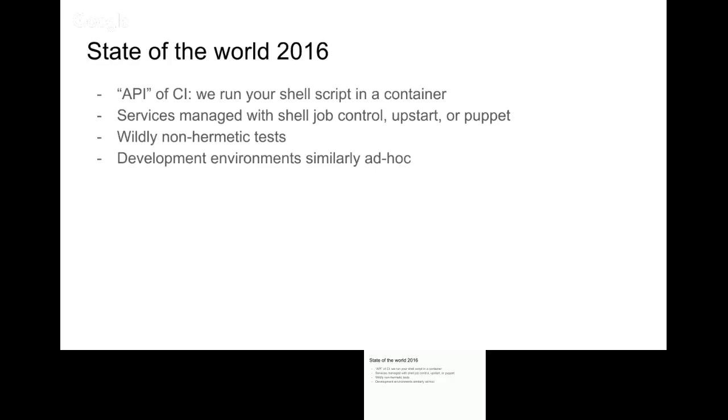Back in those days, if you were a Dropbox engineer and you wanted to run something on our CI system, you would write a shell script, and then our CI system would run that in a container somewhere. That was very flexible, but it did mean that everyone had to do everything by hand, from building to testing to collecting results. And so people adopted many terrible ways to do this, such as using shell job control, the native init systems of the underlying systems like Upstart and later systemd, and configuration management systems like Puppet.